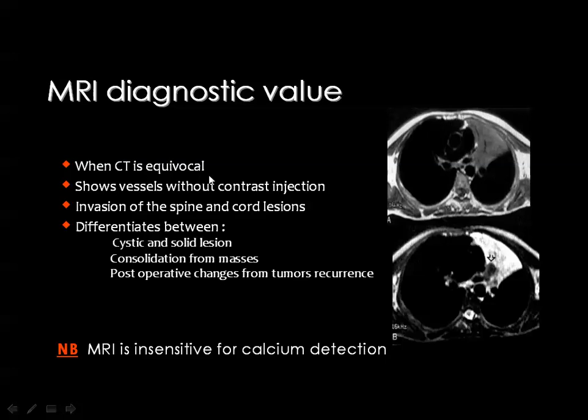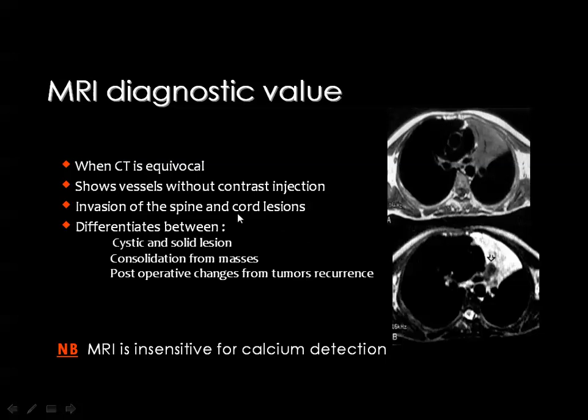We can resort to MRI whenever the CT is equivocal. Also, in CT, in order to show the vessels, you should inject contrast media, but MRI can show the vessels by the known signal void phenomena, and you see this is the ascending aorta, and this is the pulmonary artery, and this is the descending aorta, for example.